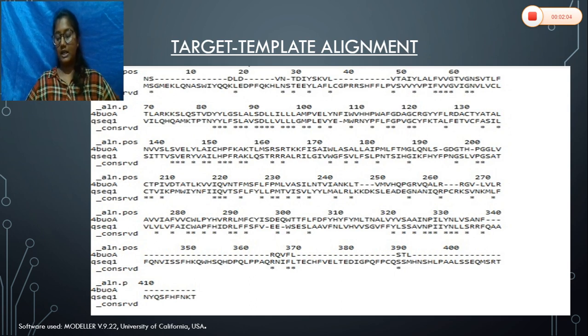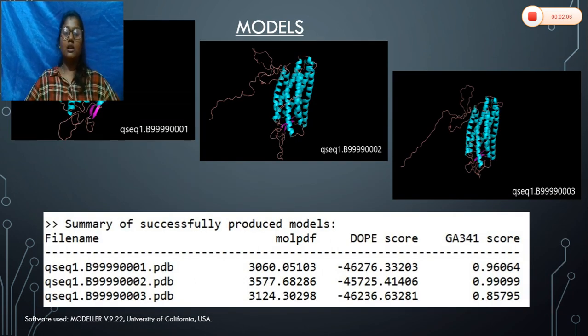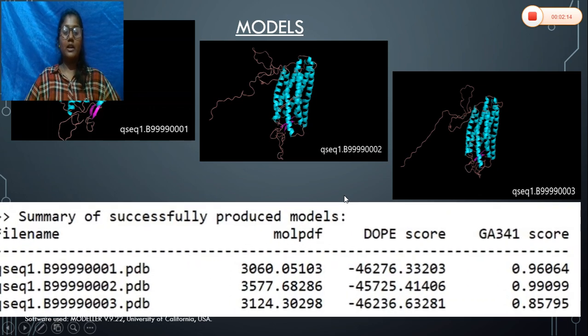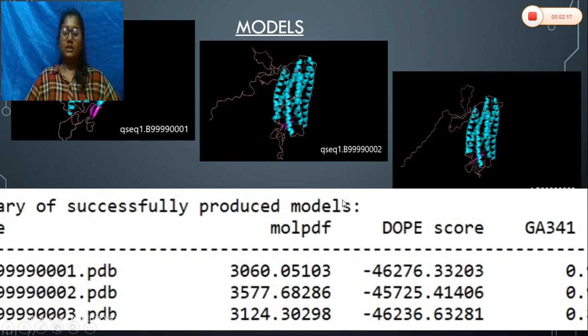To do this, we commanded the Modeller software to construct 3 models based on the alignment, and these are the 3 models: model 1, model 2, and model 3. And this is a log file containing the summary of all 3 models with DOPE score and GA341 score. Ideally, the model which has the least DOPE score is considered to be the best model. Here, in this case, we can see that the first model has the least DOPE score of minus 46,076.33. Therefore, we declared that model 1 is the best model for NMUR2.